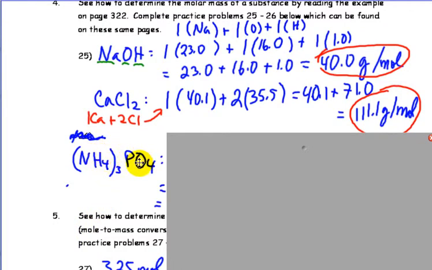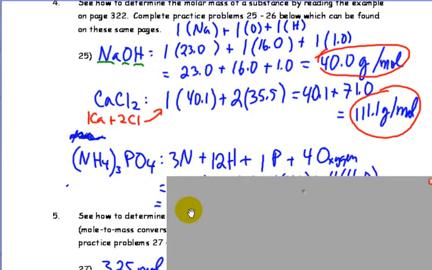Looking at this one, here we have ammonium phosphate. Now for every 1 mole of ammonium phosphate, if we break this down, I need 3 ammoniums. So what that means is I have 3 nitrogens and 3 sets of 4 hydrogens, which is a total of 12 hydrogens. And of course I have 1 phosphorus and 4 moles of oxygen.